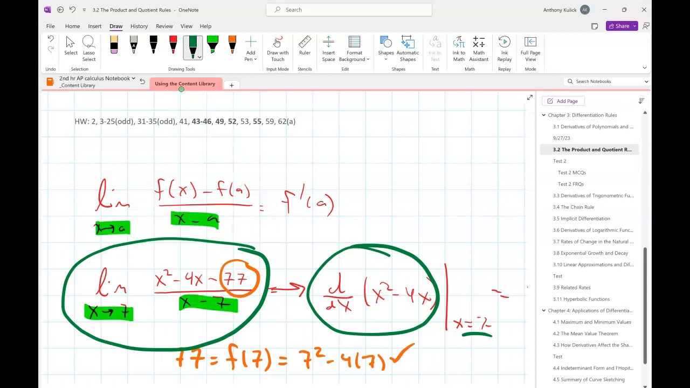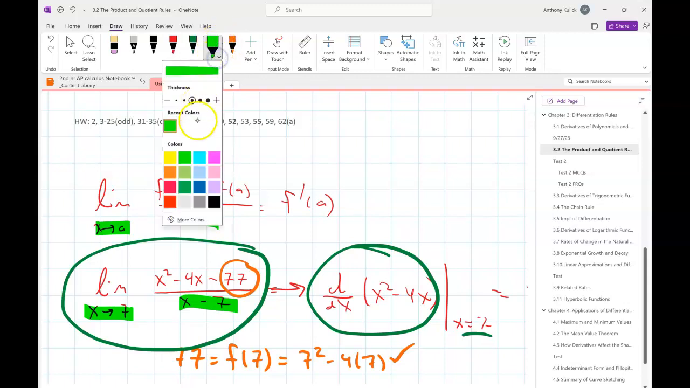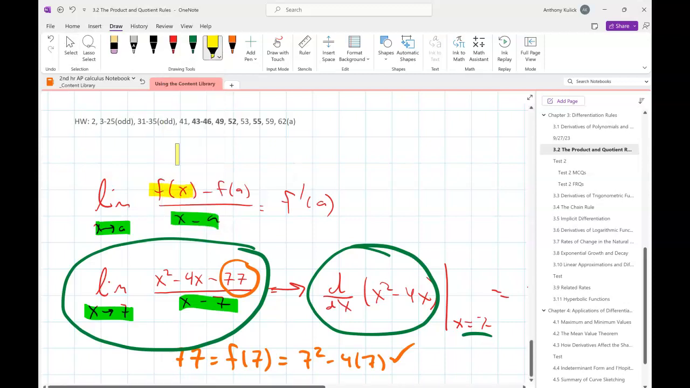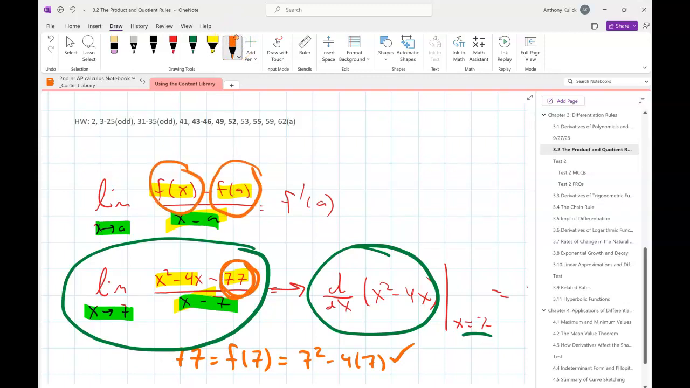Emma. Well, you're recognizing that this looks like that form. So what I would want to check is f of a, is it 77 if f of x is this? So that's what I did down here. I checked, okay, is 77 equal to f of 7? It sure is. So all I'm doing here is doing a derivative for that f of x when x is 7.